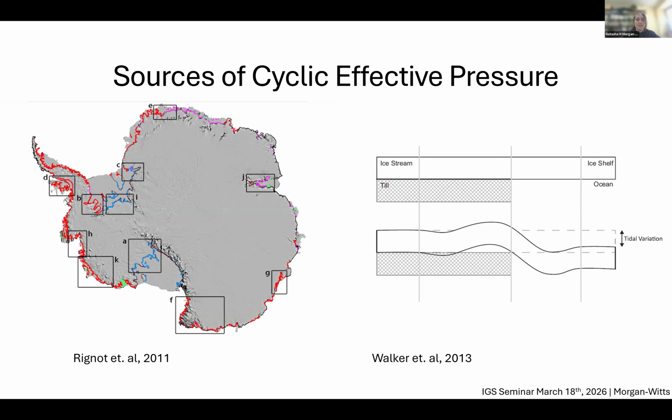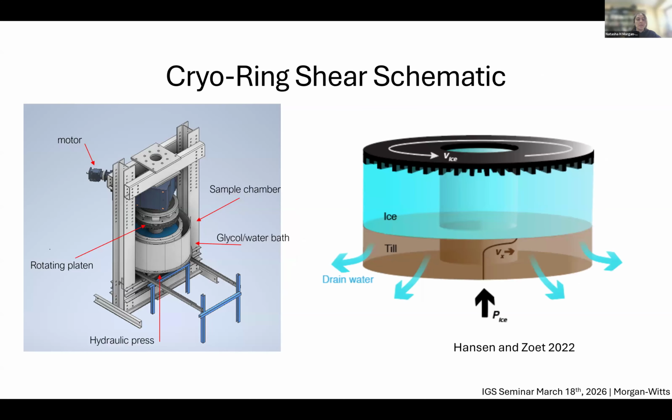So how do we actually simulate these conditions? We use a device called a cryogenic ring shear device that's located here at UW-Madison. This device can simulate the same pressure, temperature, and velocity conditions as in natural settings. This is done by spinning a cylinder of ice, which you can see in this diagram to the right, over a rock or till bed.